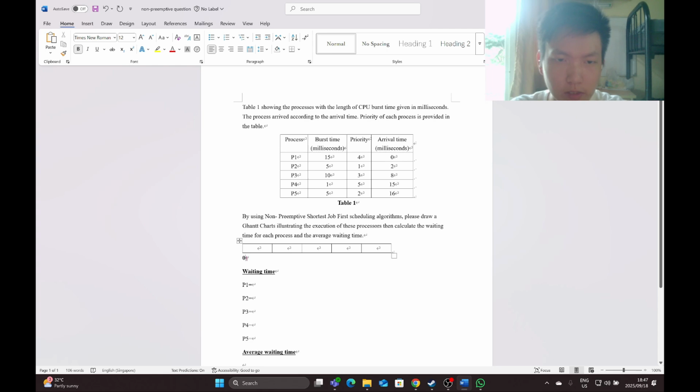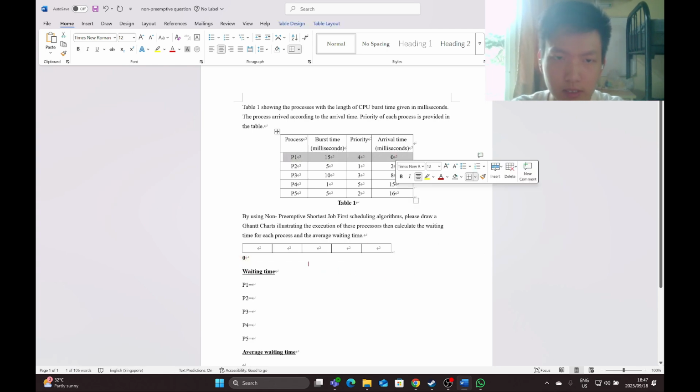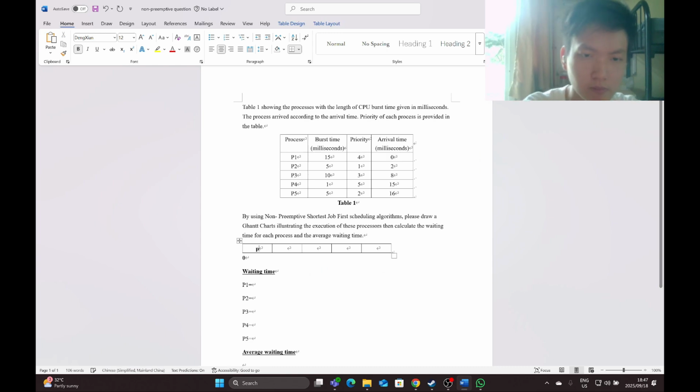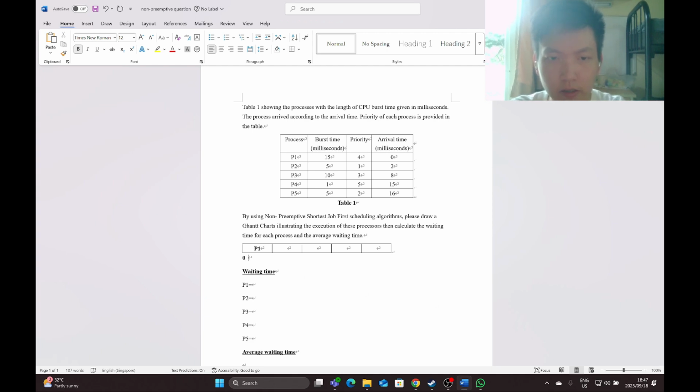So when the arrival time is 0, there is only one process available during this time, which is process 1. Then process 1 will be executed. Since this is non-preemptive, the process will only stop when the process is completed. So the stop time will be 15 milliseconds.